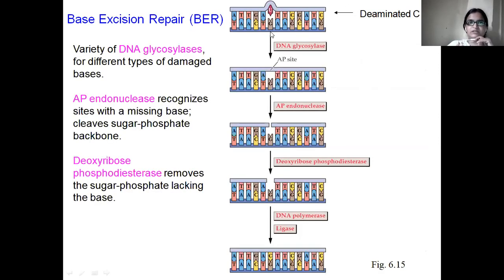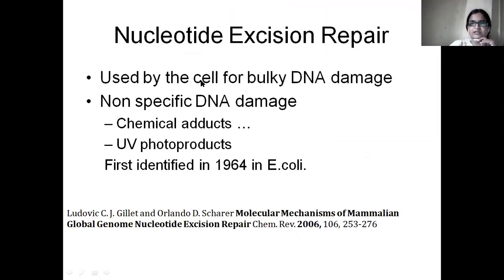So this is again the same concept shown in a different format, same enzymes. Here DNA glycosylase is recognizing this site, it is breaking here. AP endonuclease is removing the backbone, and then deoxyribose phosphodiesterase and DNA polymerase will add the base, and ligase will seal the nick. Next is nucleotide excision repair.